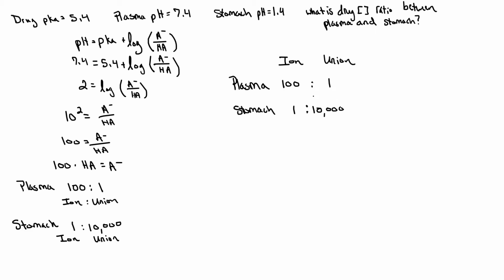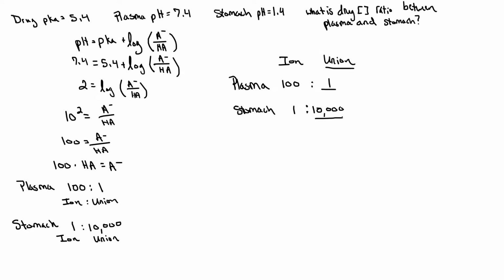Okay, so the final step in this is to realize that in equilibrium, what matters is our unionized form. Because the unionized form can flow between cell walls, this concentration always needs to be equal between our compartments in the body. So in this case, we would need to either multiply the entire plasma row by 10,000, or we need to divide the stomach row by 10,000. In other words, in our stomach, we currently have 10,000 molecules, but in our plasma, we currently only have 1. And so we need to do something to make those equal.